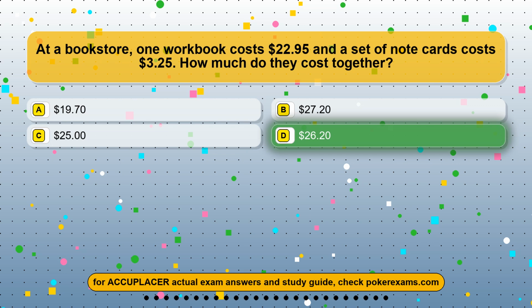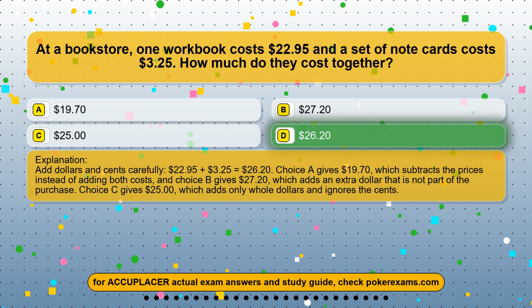The correct answer is option D, $26.20. Add dollars and cents carefully. $22.95 plus $3.25 equals $26.20. Choice A gives $19.70, which subtracts the prices instead of adding both costs, and choice B gives $27.20, which adds an extra dollar that is not part of the purchase. Choice C gives $25, which adds only whole dollars and ignores the cents.